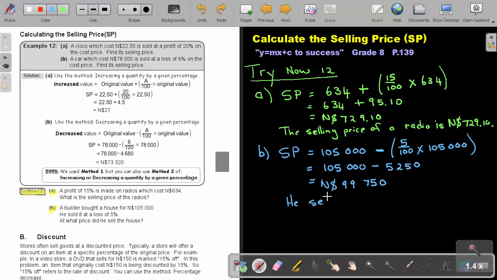That is the price at which he sells the house: 99,750 Namibian dollar. Okay, so it's actually just the same as we did with increase and decrease, finding the amount. We're just calling it in practical situations, so it's still selling price and cost price that we are working with.